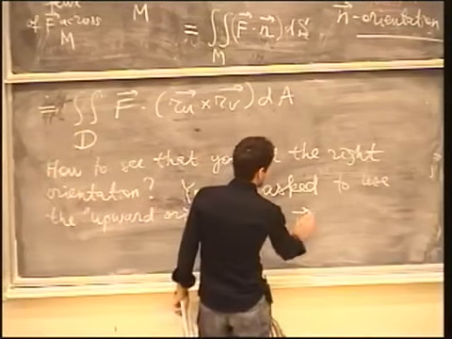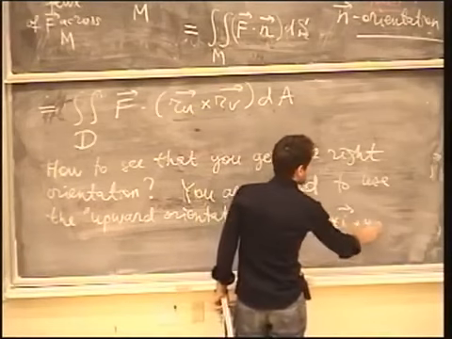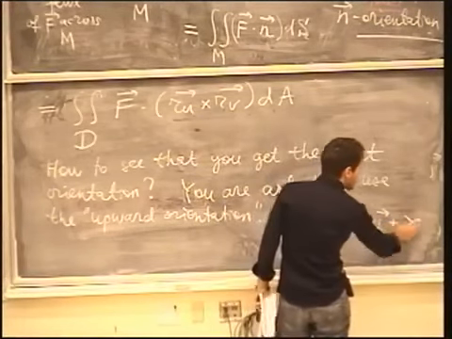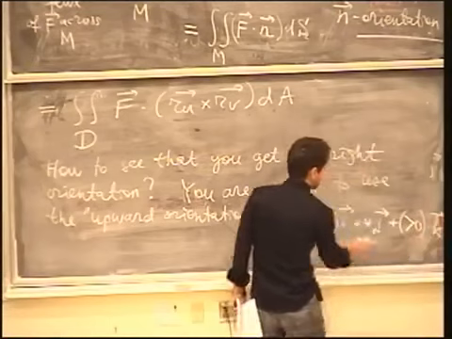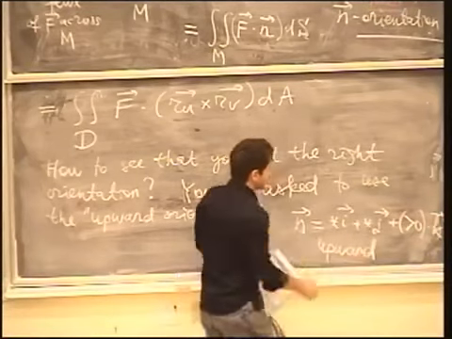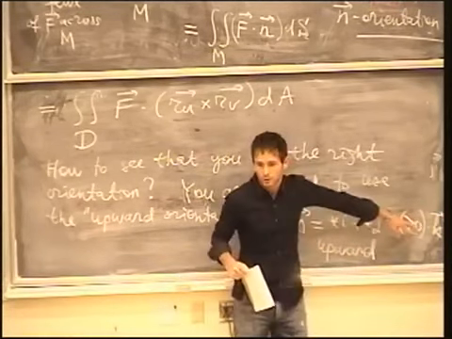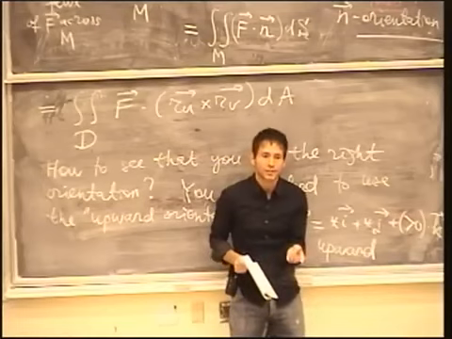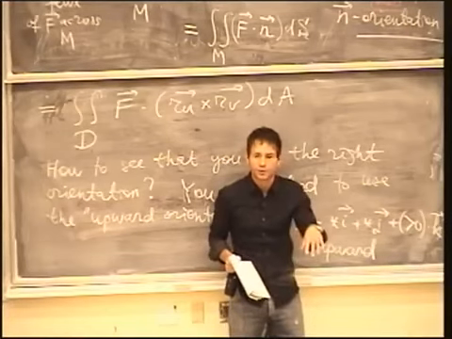It means that you have to choose n of the form something times i plus something times j, where this doesn't matter, plus something which is positive times k. This is upward. And if I put less than 0 here, it will be downward. So that's the terminology. An upward vector is a vector whose k component or z component is positive, and a downward vector is a vector which has a negative z component.